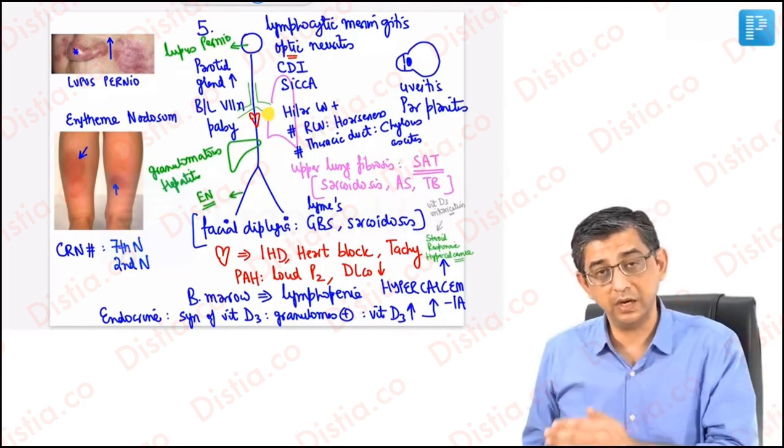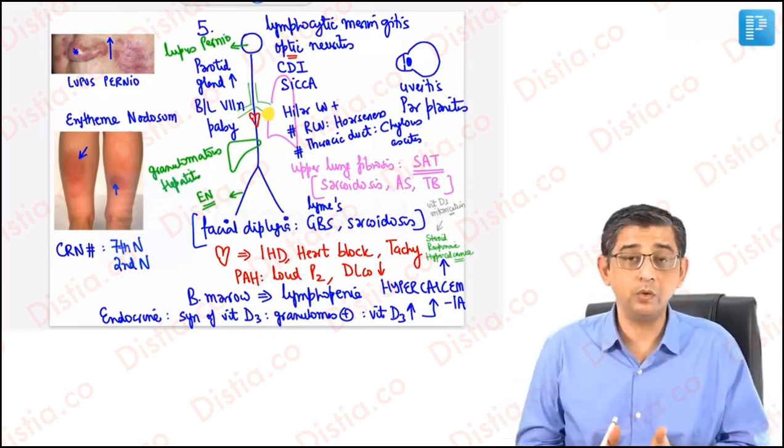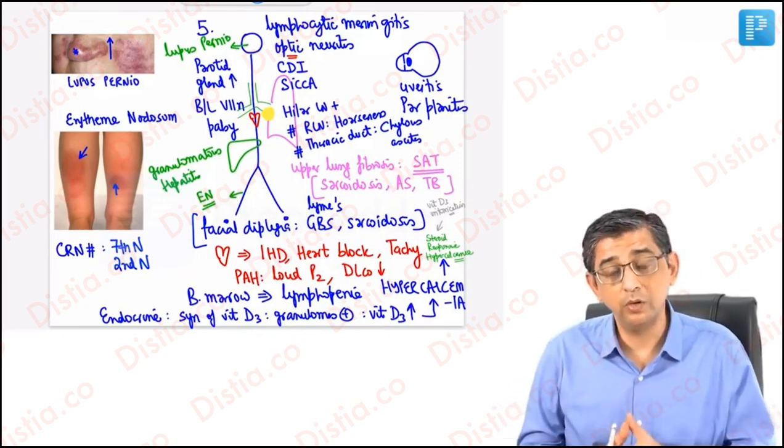CNS manifestations, then cardiac manifestations, lung manifestations, the liver one, then subsequently bone marrow involvement, and lastly it's going to be an endocrine involvement.